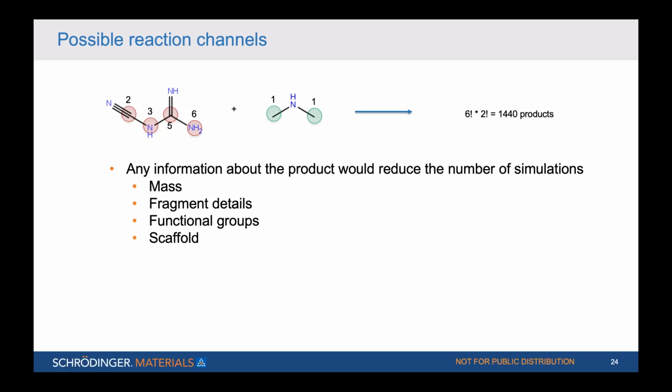If I have fragment details, let's say I have a particular fragment in my group, like CH3 and CH2, then I can search for molecules with only such fragments and ignore the rest. When I have functional groups, such as a primary amine or a secondary amine, we can use that functional group to screen the 1,440 products and come up with only molecules containing it. Or the scaffold: a 6-membered ring, a 5-membered ring, or a 5-membered ring fused to a 6-membered ring. This kind of scaffold information would also allow us to reduce the number of simulations we have to run.